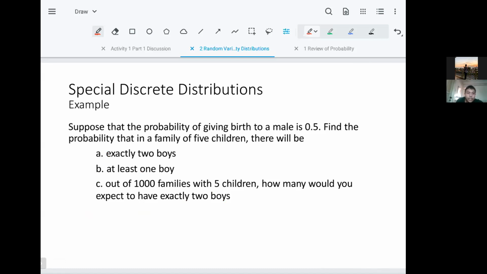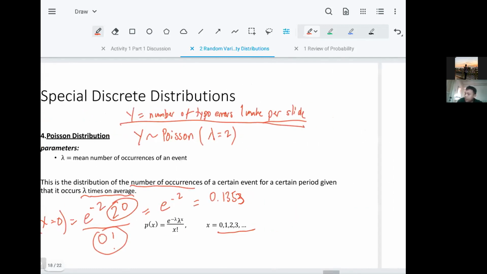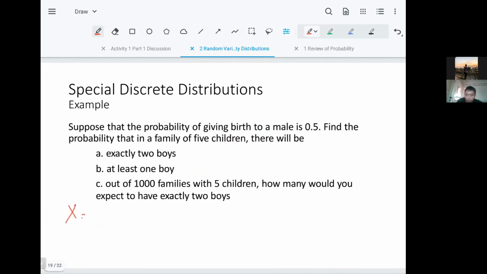So let's answer this example. Suppose that the probability of giving birth to a male is 50%. Find the probability that in a family of 5 children, there will be an A, B, C. Before you answer the problem, establish muna natin what's our random variable. Doon naman ako nagsisimula lagi, di ba? Ano yung X? Define natin. Actually, kahit anong letter gusto niyo. What are we counting?